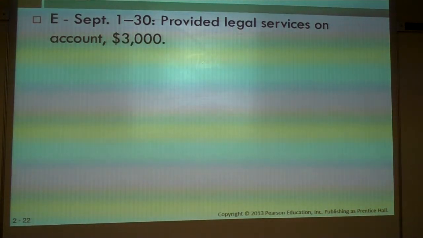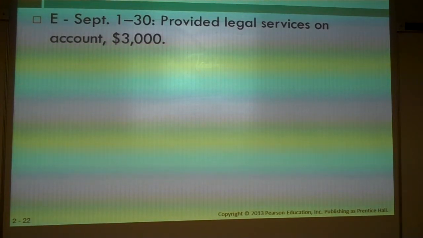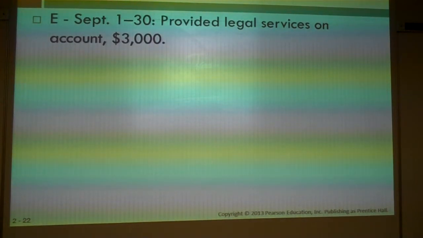E, provided legal services on account. What accounts are affected? Legal services. Accounts receivable. And I think the account is called legal fees. You have to go back to the chart of accounts to see exactly what that account was called. What number did the revenue account start with? What number do expenses start with? Okay, good.